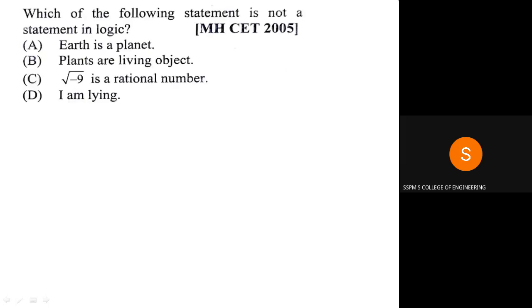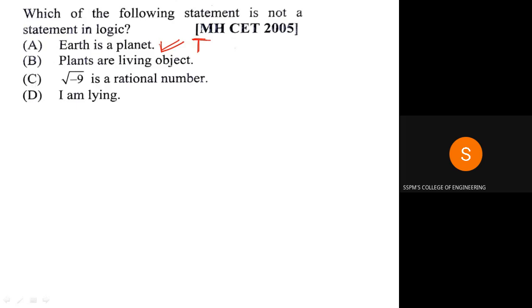Previously asked examples we will take, nothing else. Which of the following statements is not a statement in logic? Which one is not the statement that we have been asked? First one, the earth is a planet. So is it a statement? Yes, it is a statement. Earth is a planet. It is also true, that we don't have to consider.